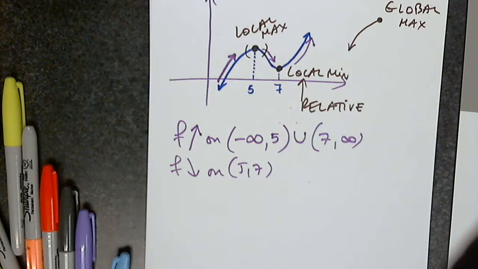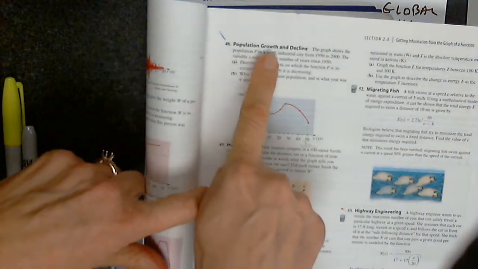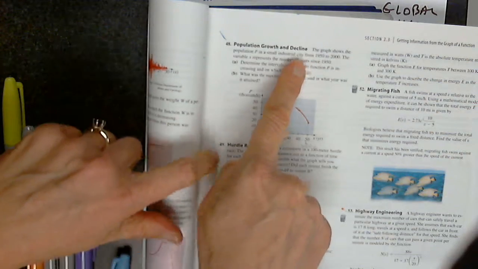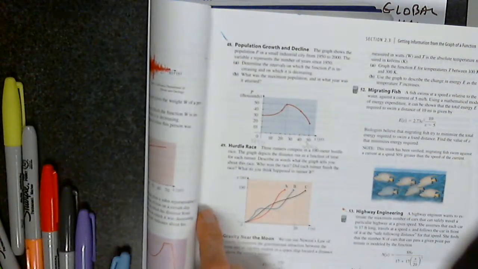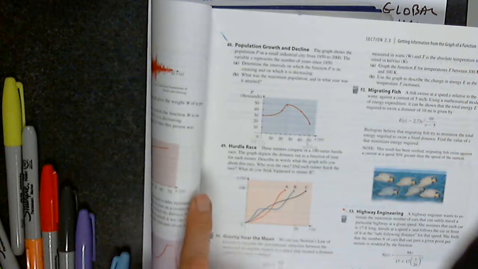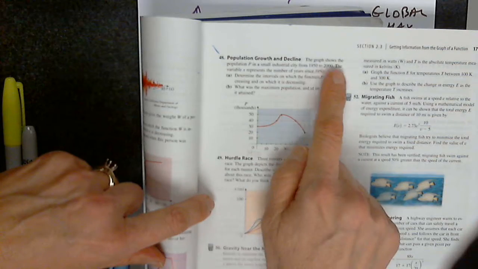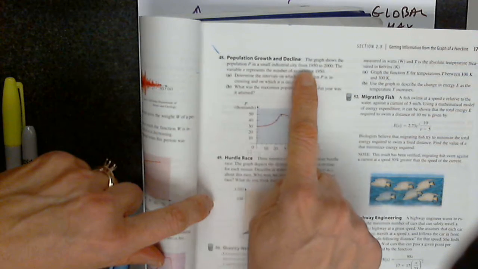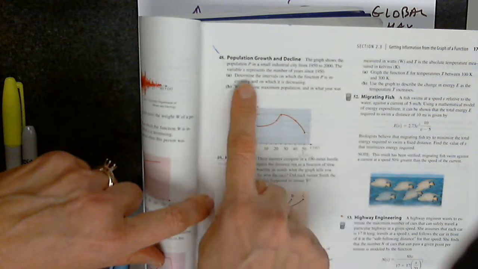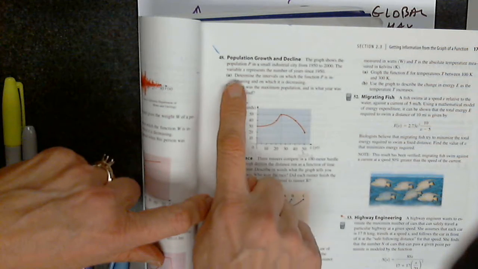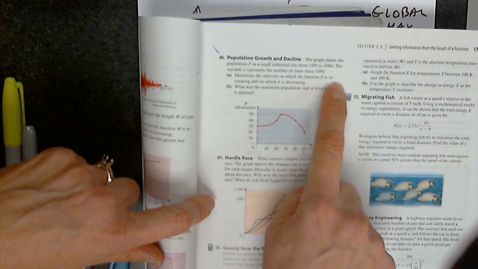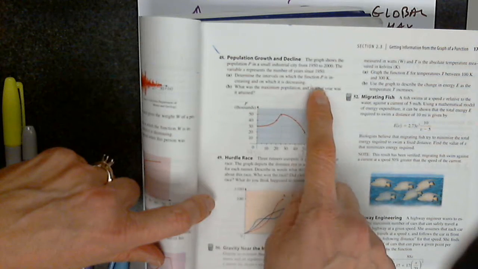Just a quick problem for this, and we can stop. Population growth and decline. I don't know if this will work. You can see it better. Okay. So the graph shows the population of a small industrial city from 1950 to 2000. The variable x represents the number of years since 1950. Determine the intervals on which the function p is increasing and on which it is decreasing.